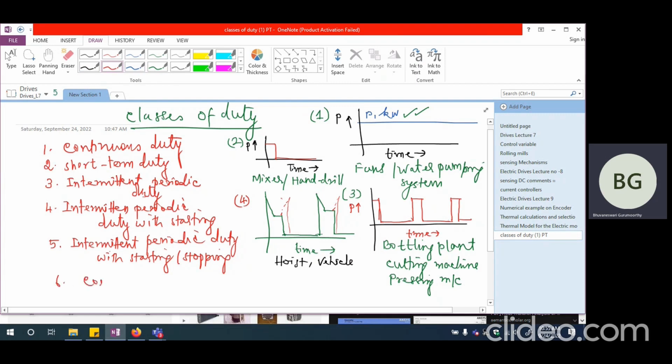Then you may have continuous duty with variable speed. We may require different speeds for different operations. This could be for a lathe machine or for a winch mechanism. We will have continuously a certain amount of load torque demand, but we may require it at different values of speed, because of which the power can change also. So these are all the different classes of duty we may encounter. Indian standards have specified multiple classes of duty.